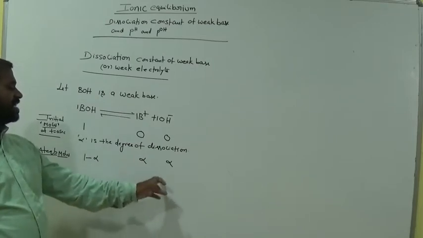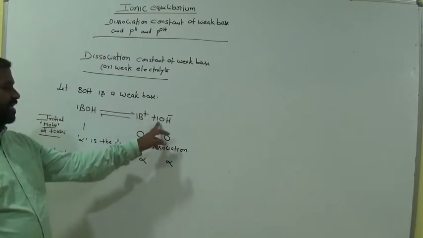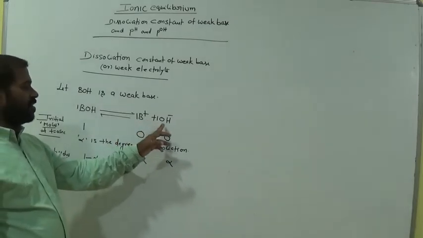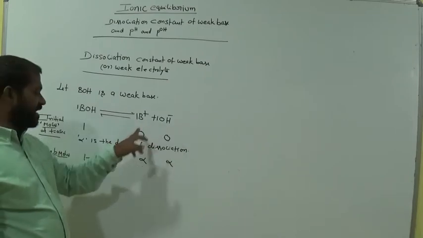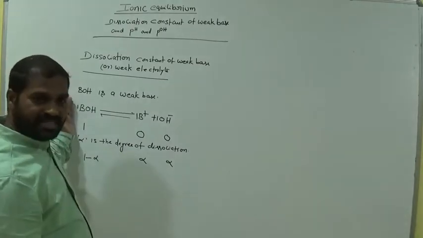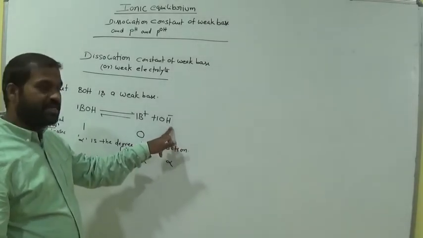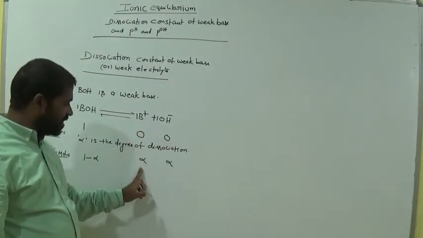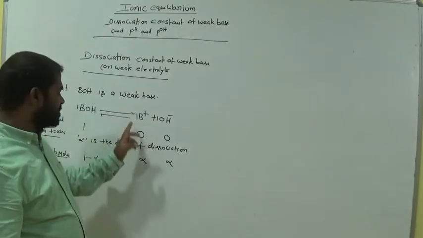Here the moles increase on the product side: alpha into alpha. Suppose the coefficient is 2, multiply with 2. Here 1 mole of BOH gives 1 mole B plus and 1 mole OH minus. Suppose 1 mole of BOH gives 2 B plus and 2 OH minus, then it is 2 alpha and 2 alpha. Remember this. Is it clear? Here it is 1, so it is alpha.